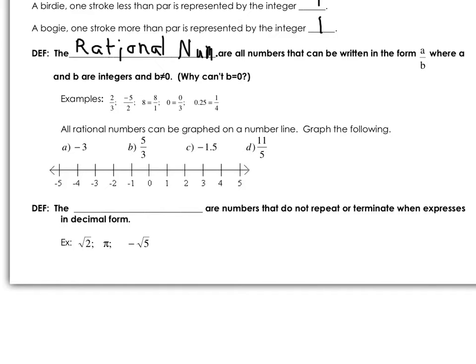Graph the following. Where is -3? Where is 5/3? That's 1 2/3. About right there. Where is -1.5? Where is 11/5? That's 2 1/5.